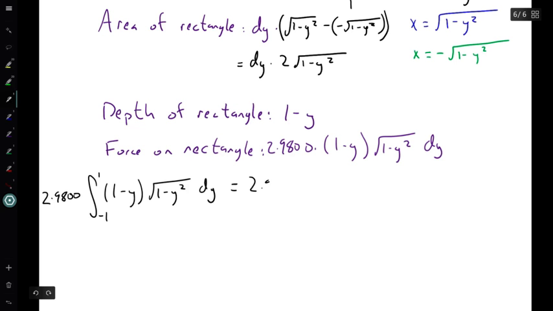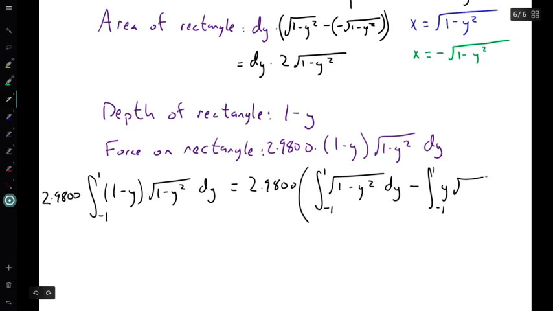So I want to think about 2 times 9800. I want to distribute this root 1 minus y squared into the parentheses here, and then split up the integral afterwards. So I'm going to get the integral from minus 1 to 1 of root 1 minus y squared dy, minus the integral from minus 1 to 1 of y root 1 minus y squared dy. This integral right here is the one we were just talking about that we could solve by substitution. u equals 1 minus y squared is going to get us to integrate this thing here.